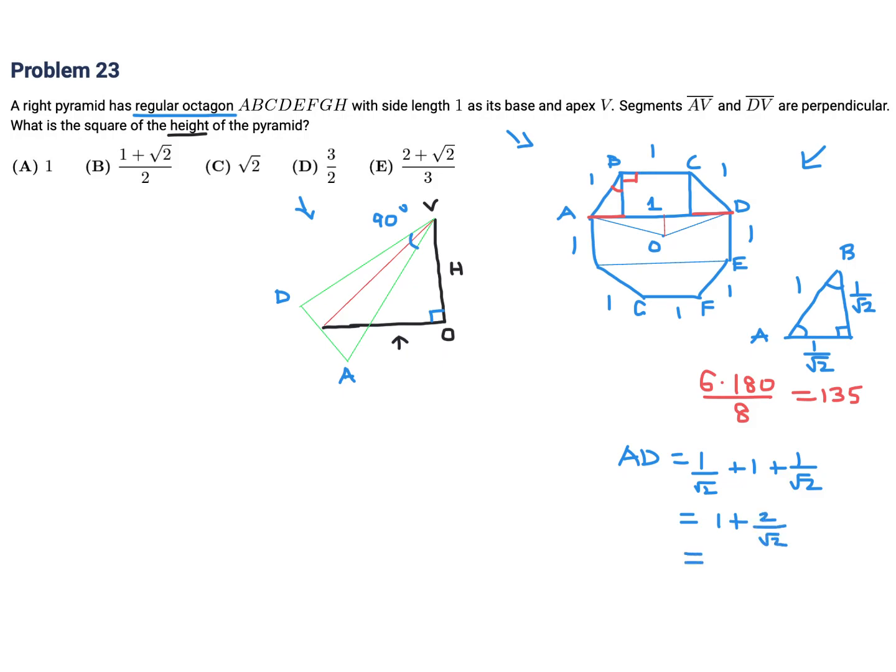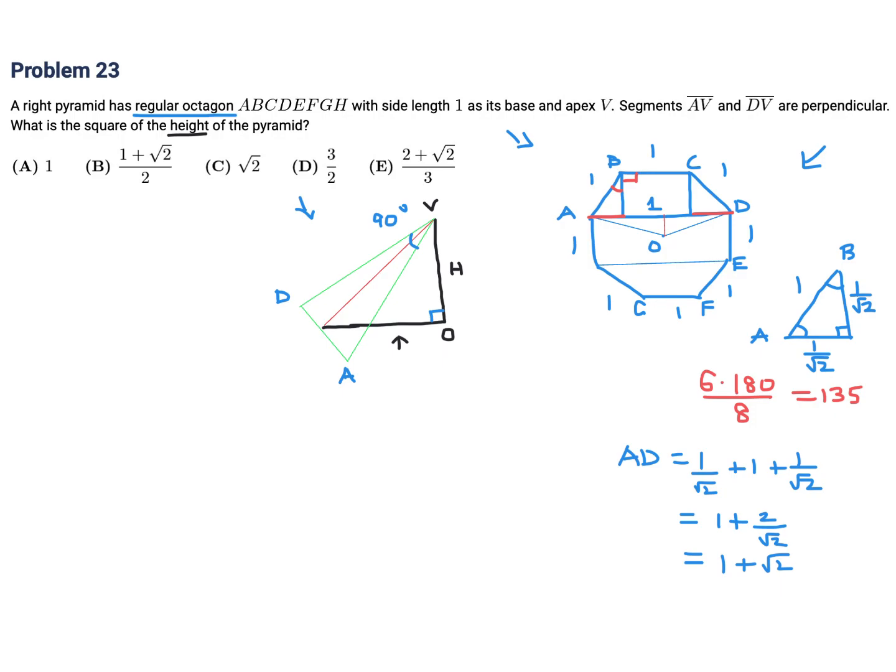Or if you want to write it with a common denominator, root 2. Actually, this can be written as 1 plus root 2, because 2 divided by root 2 is root 2. Okay, so that's really good.